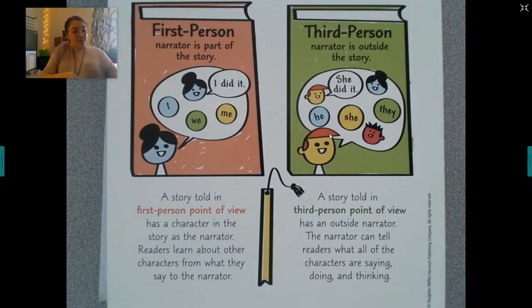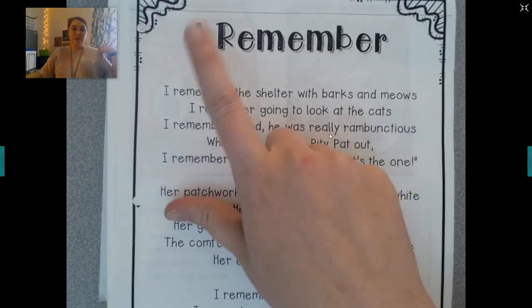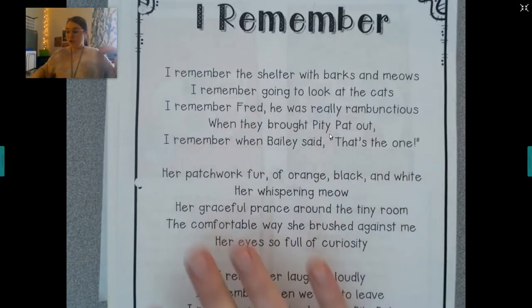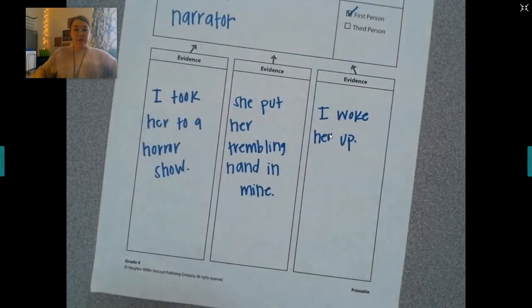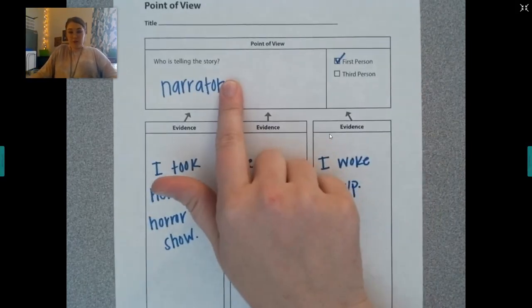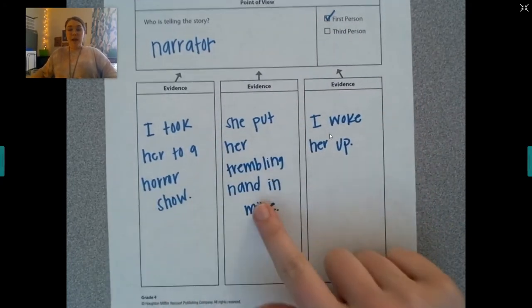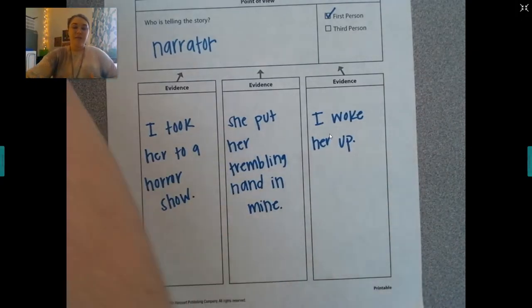So today you are going to read the poem, I Remember. That should give you a big clue right there. I remember. And you are going to fill out the same graphic organizer that I just did. So here's what I would do. Read the poem, figure out who is telling the story. Tell me, is it first or third person? And then give me 3 ways that you for sure know that it is first person. Back up your choice with 3 pieces of evidence.